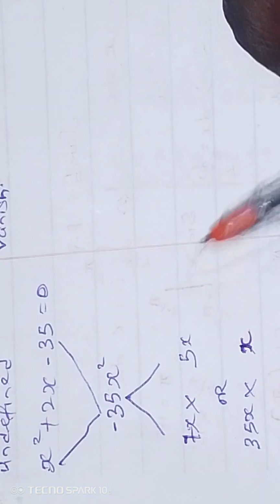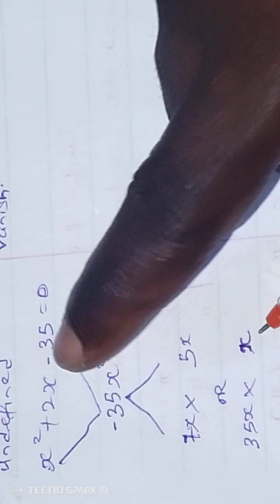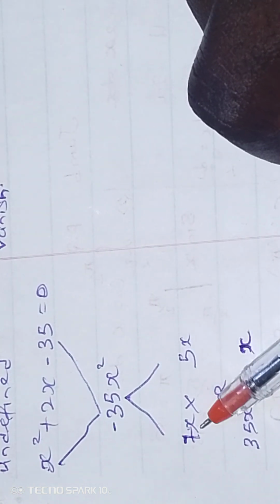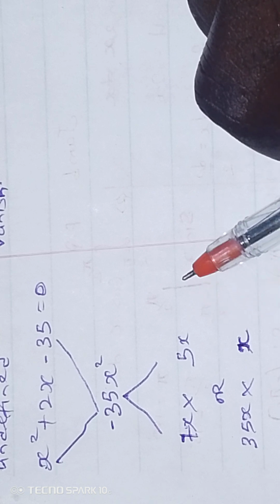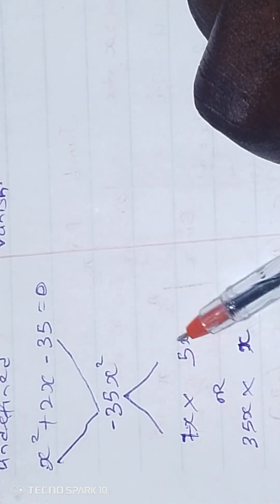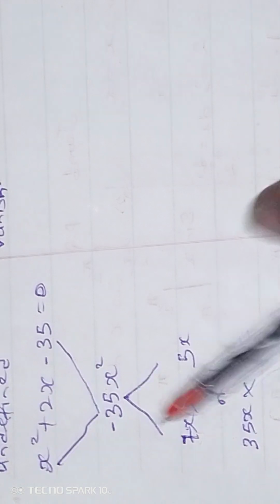If you look, there is no way we can combine 35x and 1x together and get a positive 2x. There is no way we can do that. It can only be possible with 7x and 5x. So if we are to decide which of these two to use, it will be 7 and 5, because there is a way we can combine 7 and 5 with respect to addition, and we get a plus 2x.